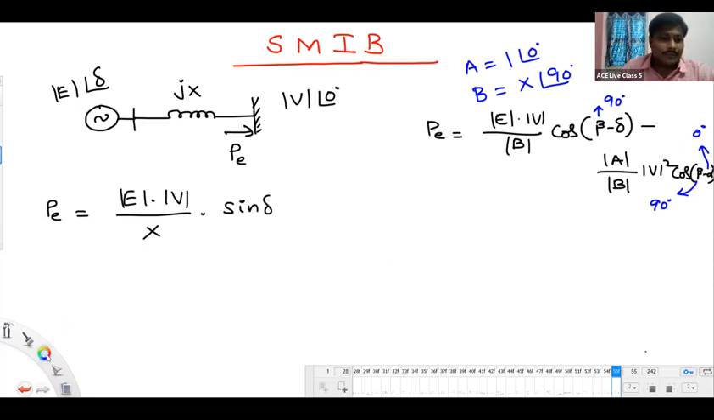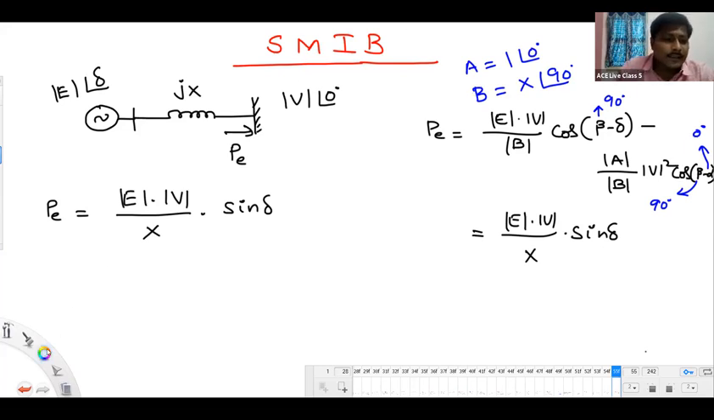In the first term, we have mod E, mod B. What is mod B? X. Cos of 90 minus delta is sin delta. That's what we have written, right? EV by X into sin delta. All of you understood this? I think you don't have any issue with this one, because earlier we discussed the ABCD equation, that is the original equation. With the approximation of only series reactance of the network, we can convert that equation into the series reactive network equation, which comes like EV by X into sin delta.